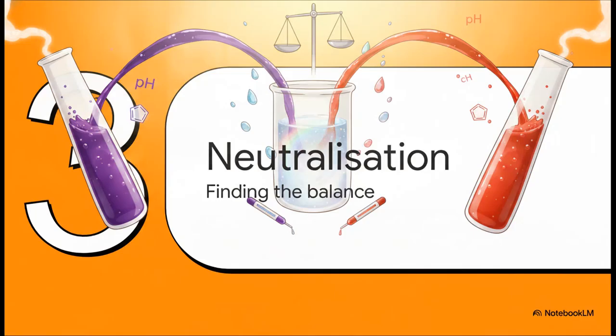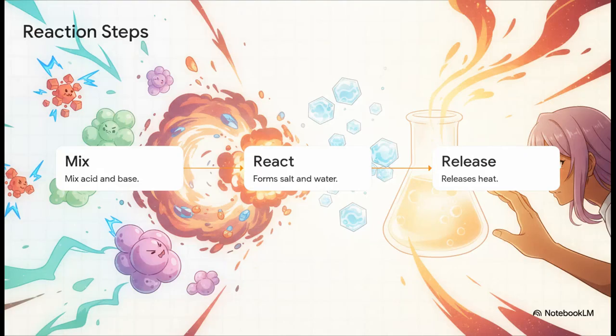Okay, on to Section 3, neutralization reactions, finding the balance. So we know about acids and we know about bases. But what happens when they actually meet face to face in a beaker? An epic microscopic battle happens, a neutralization reaction. Here are the steps. Step 1, mix acid and base in sufficient quantity. Step 2, they cancel each other out to form a totally neutral solution of salt and water. And step 3, the evolution, or release, of heat. If you touch the outside of that beaker, it would actually feel physically warm.